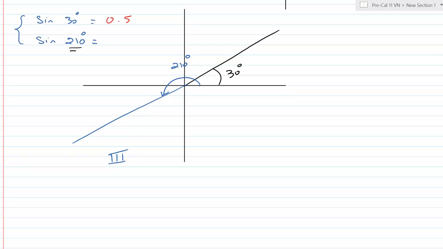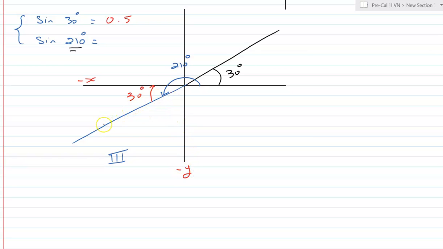Well, the reference angle is the angle between the terminal arm and the x-axis, and it's acute, okay? And that is 30 degrees. Great. But you're in quadrant 3. Values of x are negative. Values of y are also negative. So we have negative y down here.